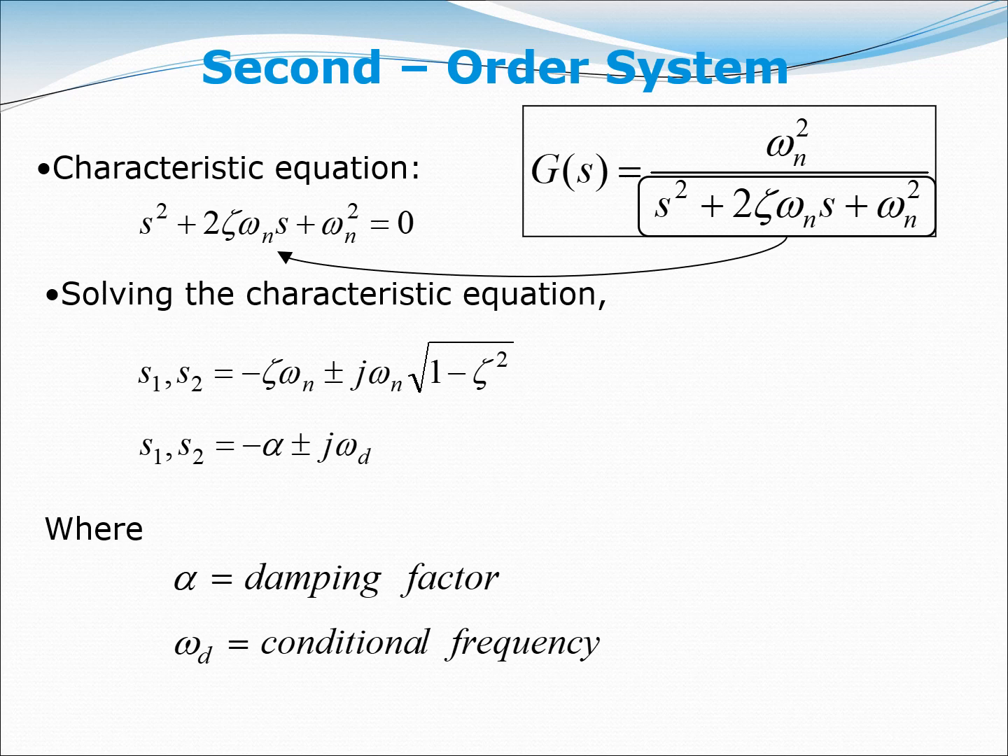Going back to this characteristic equation, we have several terms here. You will actually get a general term, the real part and also the imaginary part. This real part we call alpha, and the imaginary part we call omega d, where alpha is the damping factor and omega d is the damped frequency.